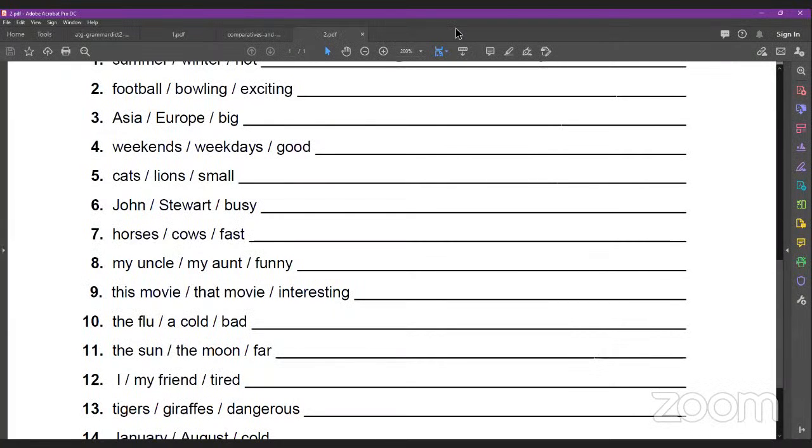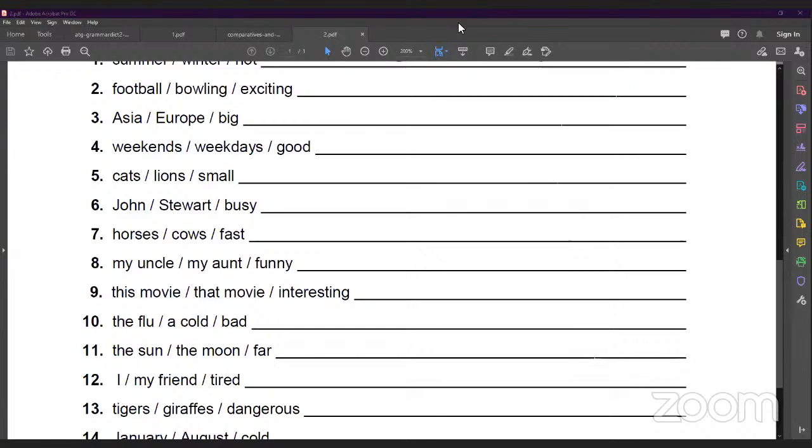Two or three, please. One volunteer. Thank you, Miss. Who was going to talk? Jesus. Number 2 and 3, Miss Castellanos. Number 2. Football is more exciting than bowling. 3. Asia is bigger than Europe. Okay, but it's bigger, right? That's correct.